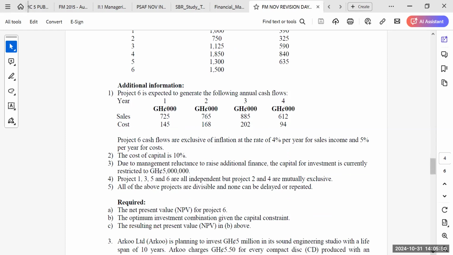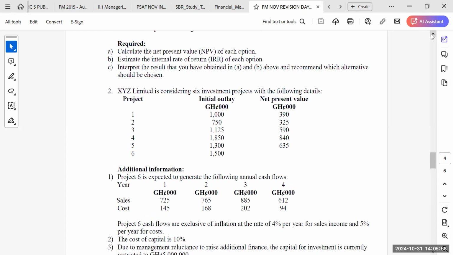Yes, please. Okay. So this is a question on profitability index, what we call capital rationing. Capital rationing is that you have a lot of profitable projects, but you don't have the money to undertake all of them. So what you have to do is pick the projects based on the return that they are going to give you.